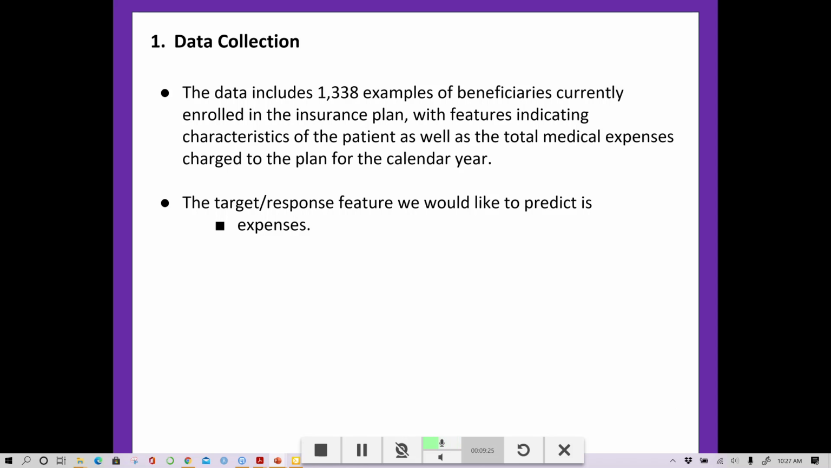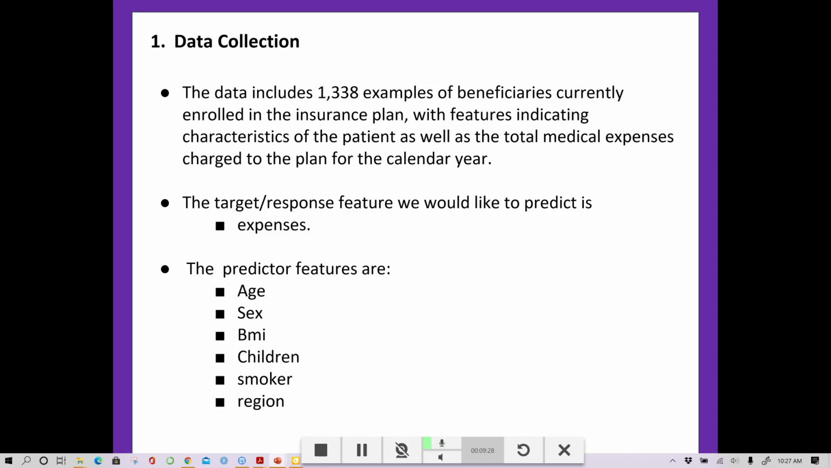1,338 medical patients, and we hope to collect information or data from predictor features of each of these medical patients in the form of their age, sex, BMI, number of children, whether they are smokers or not, and the region of the United States in which they are located or resident. The data analytic tool of choice that we have been using in this class is R, so it's the same one we are going to be using in this module.